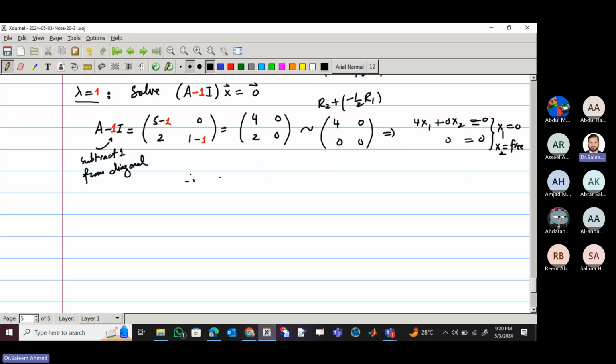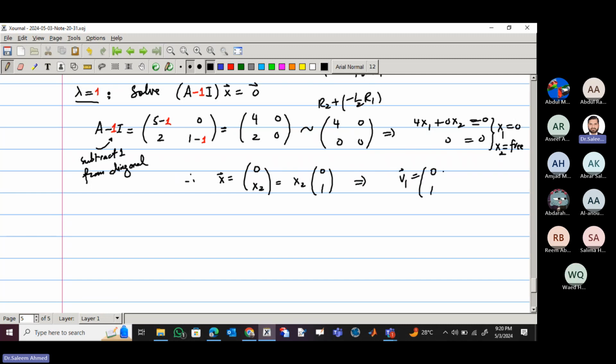Therefore, I will write my eigenvector x equal to x1, which is 0, and x2 is free, so I can write x2 as x2. So x2 times 0, 1. This is my eigenvector. My eigenvector v1 is just 0, 1. Just pick this and call it the eigenvector. x2 is free, so I can call it 1. So basically I can set x2 equal to 1, and I got this eigenvector 0, 1.